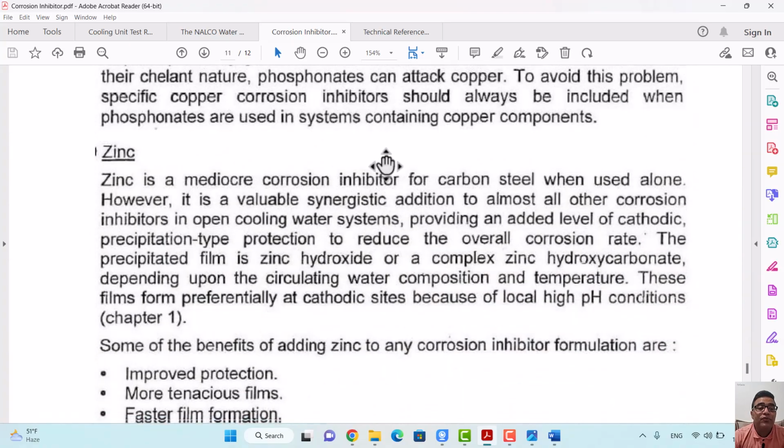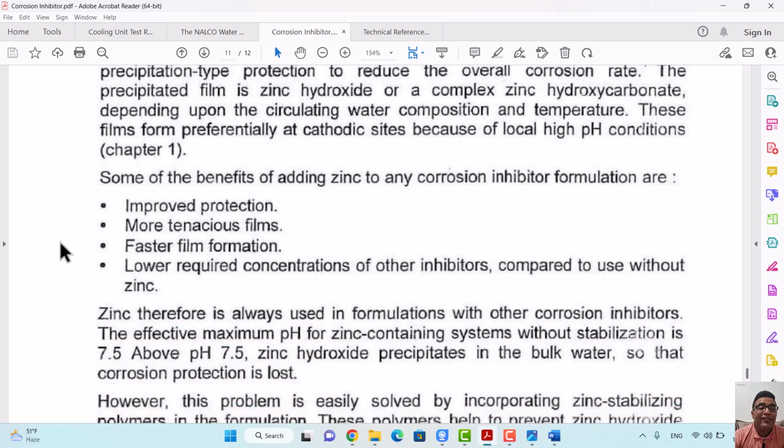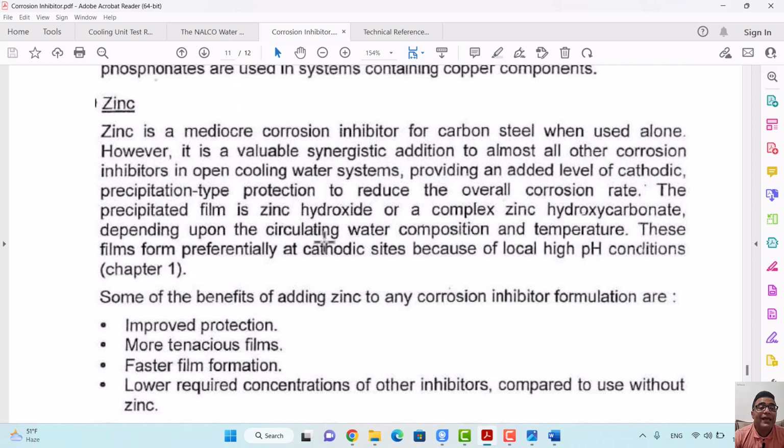We talked about the most important corrosion inhibitors, zinc, and of course, we said that it is principally a catalytic inhibitor. And it has these advantages: improved protection, and it helps to lower the required concentration of other inhibitors. It helps to create more tenacious films, faster film formation. We use zinc in all of the corrosion inhibitor formulas.